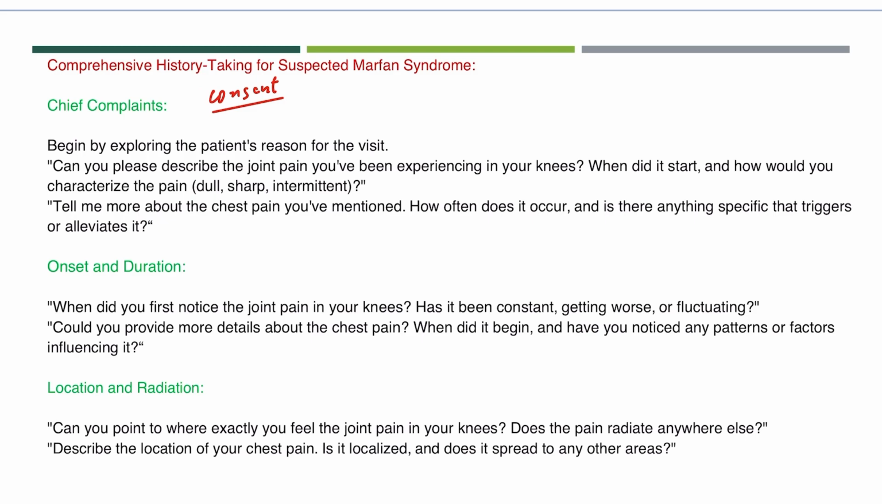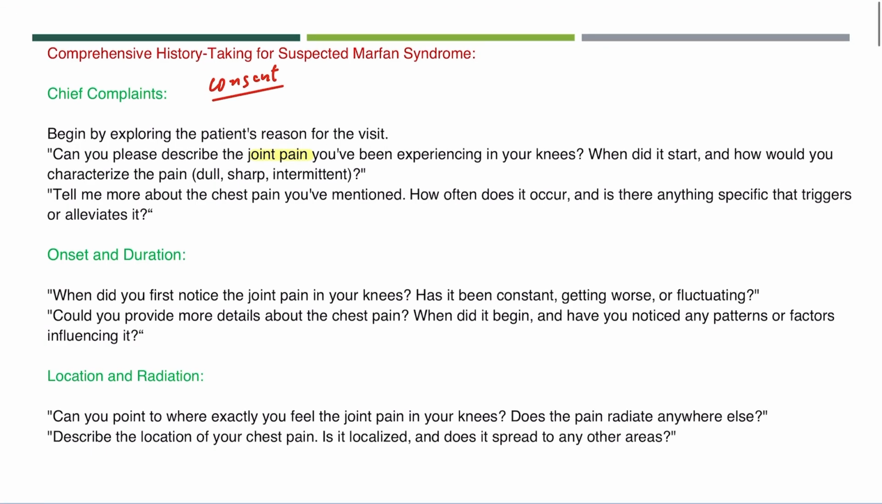Obviously, we want to ask when the pain started, and how would you characterize the pain? Was it dull, sharp, or intermittent? I'm sure you know everything about this, just to refresh the memory. Then ask, tell me about your chest pain. Again, we want to ask about the type of pain, any radiation, any specific triggers, everything.